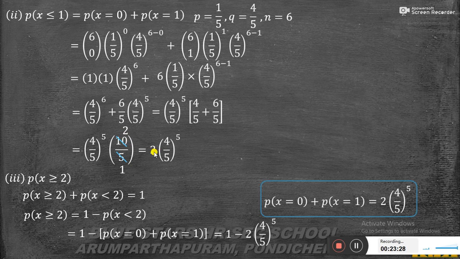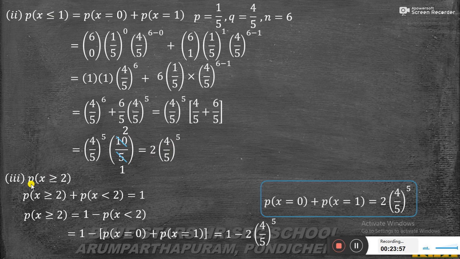Therefore we get 2 into (4/5)^5. This is the answer for the probability that at most 1 product is defective. That means the probability of at most 1 product being defective is 2 into (4/5)^5.